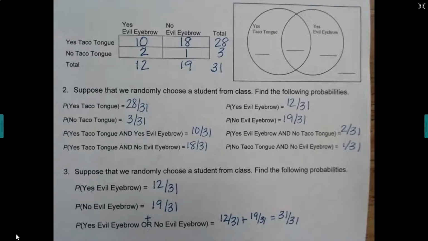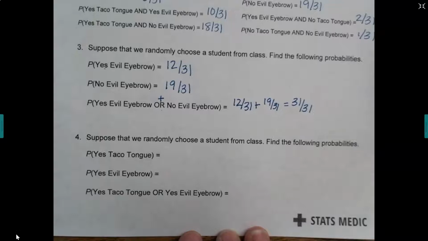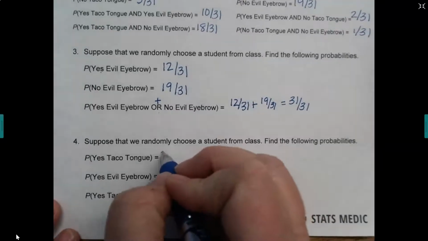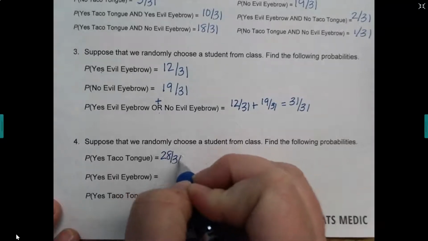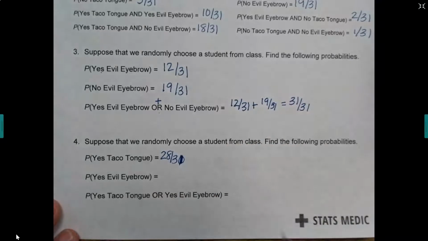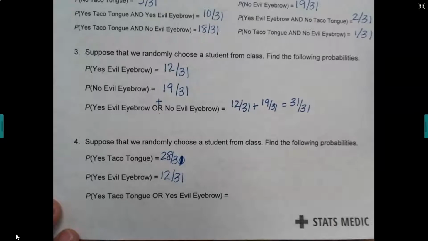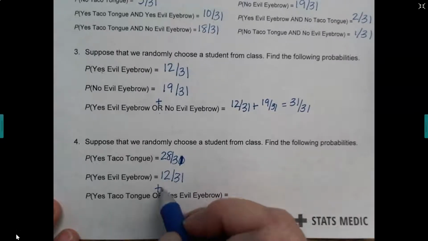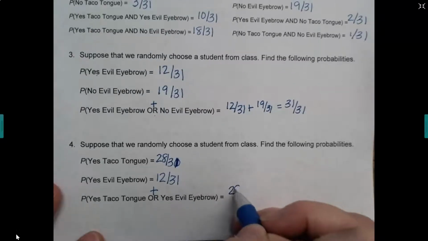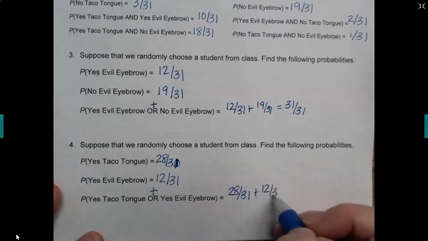Okay, so now let's take a look at number 4. What's the probability of yes taco tongue? We had 28 out of 31. And then we had yes evil eyebrow, which was 12 out of 31. And then yes taco tongue or evil eyebrow. Good. So we'll add them just like we did before. So we have 28 out of 31 plus 12 out of 31.